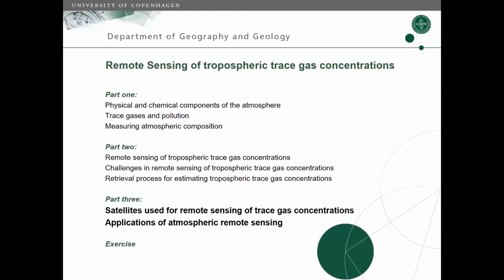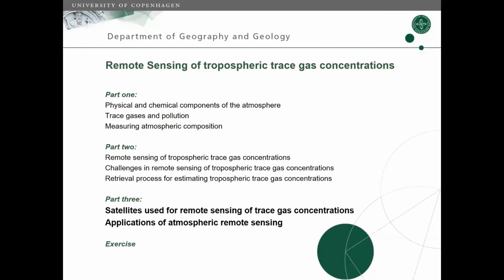Finally, welcome to the third part of this lecture. Now we have gone through the general structure of the atmosphere, some important trace gases which cause air pollution, and how to measure atmospheric composition on the ground. We have gone through the entire retrieval process of using remote sensing data and converting that into a trace gas product.